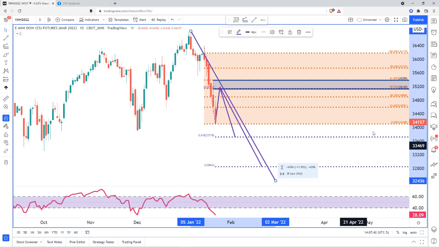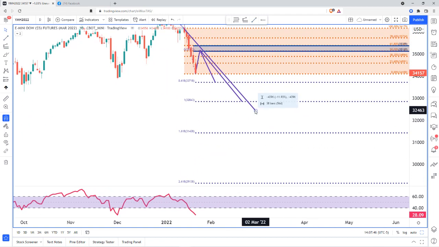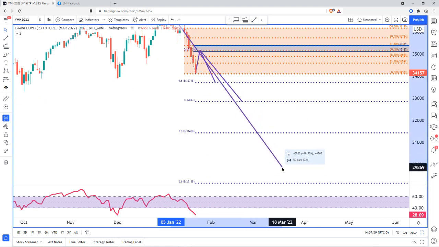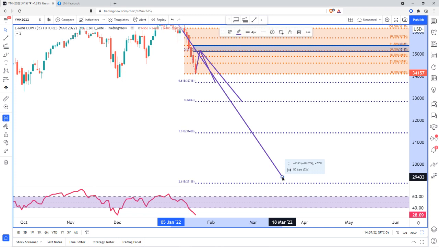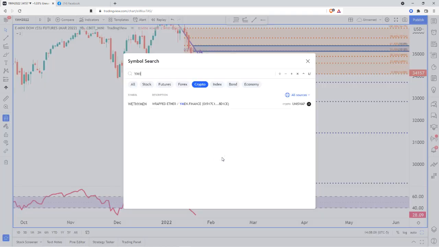That's got quite a ways to go, as you can see, because the value of this is so high. So we're looking at a move all the way down to roughly that 2.618 extension. It'll be interesting to see if there's anything along the way that could stall us out, but that's definitely what I'm seeing for the future of these markets. Let's go to the continuous.